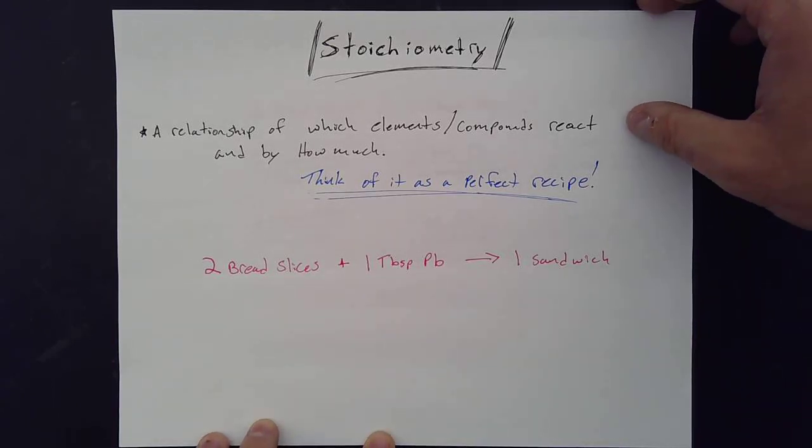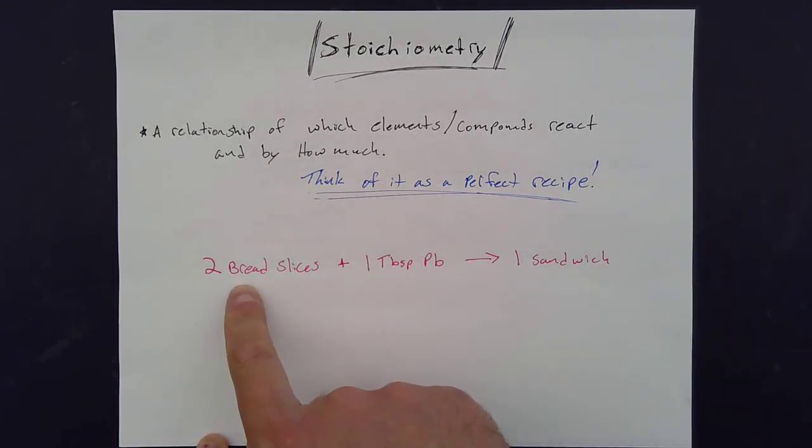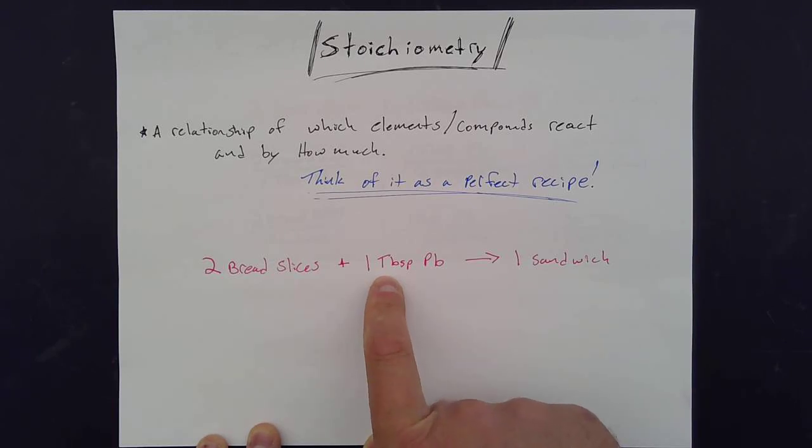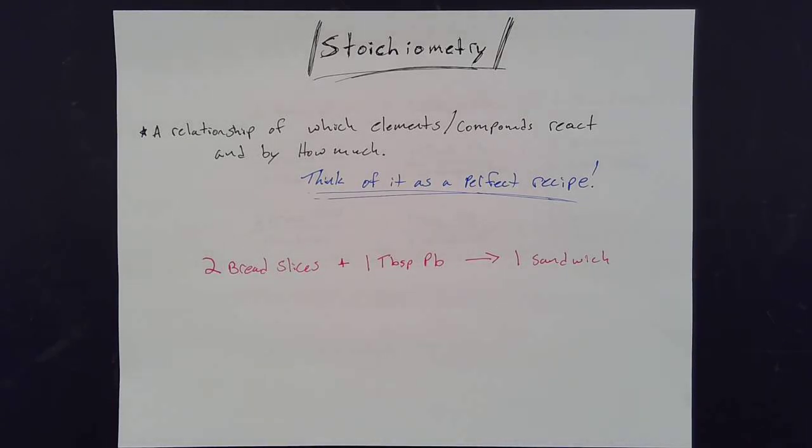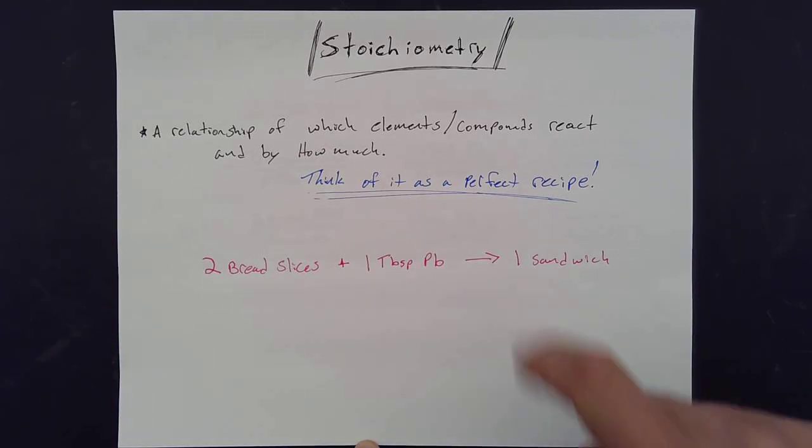So think of it like a recipe. 2 bread slices plus 1 tablespoon of peanut butter will get me 1 sandwich. Each one of these things defines the relationship and how to make my perfect recipe.